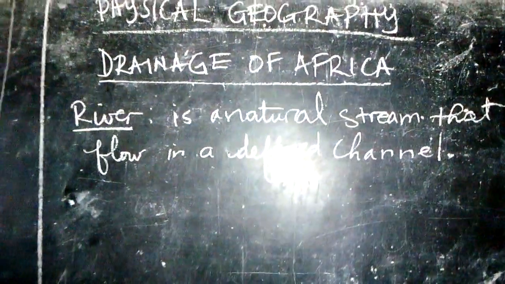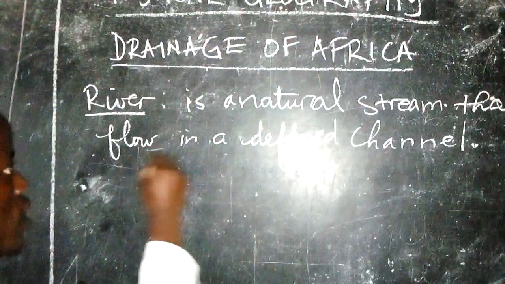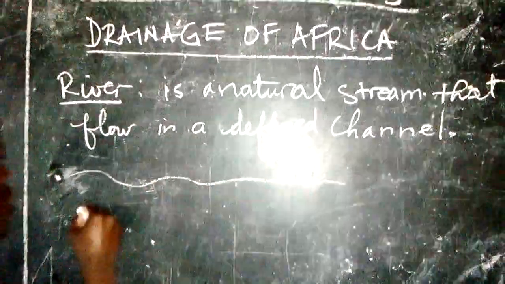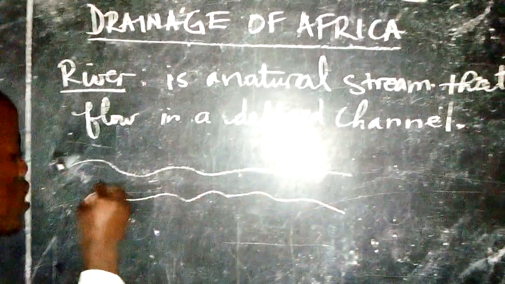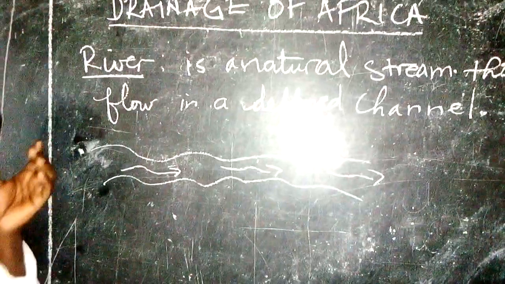What is a river? When you talk of a river, it is a natural stream that flows in a defined channel. This is what we call a river.